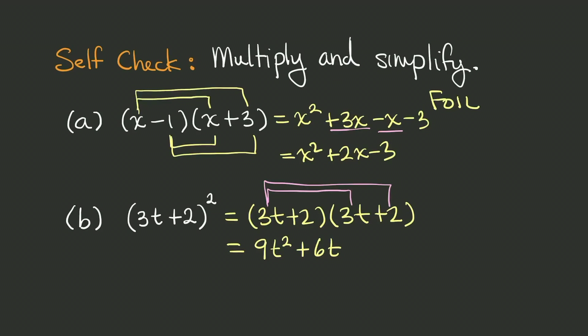Now we can take the inner terms. That's going to give us 2 times 3t, that's another 6t. And then we'll have the last two terms, and that's going to give us 2 times 2, which is 4. So here, when we combine like terms, we'll have 9t squared. We'll combine the two 6t's to get plus 12t plus 4.